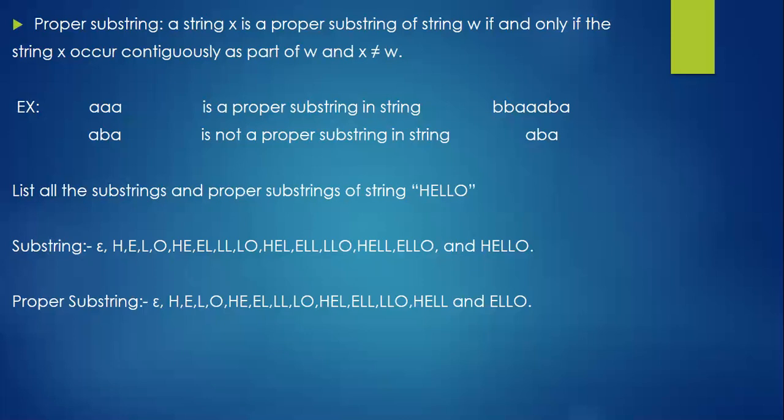But x should not be equal to w. Fine. Okay, so here we got examples. Here ABA we are having. Okay, continuous three A's we are having. It's a proper substring in the string.